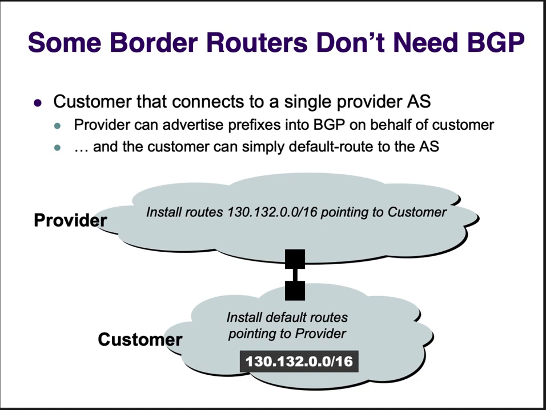And in your provider's network, what you're going to do is have a static route that says any destination that is within the prefix 130.132, just send it to my customer. And then the provider is going to play the role of the BGP speaker on behalf of the customer, which means it's going to advertise that prefix to the rest of the internet on behalf of the customer.